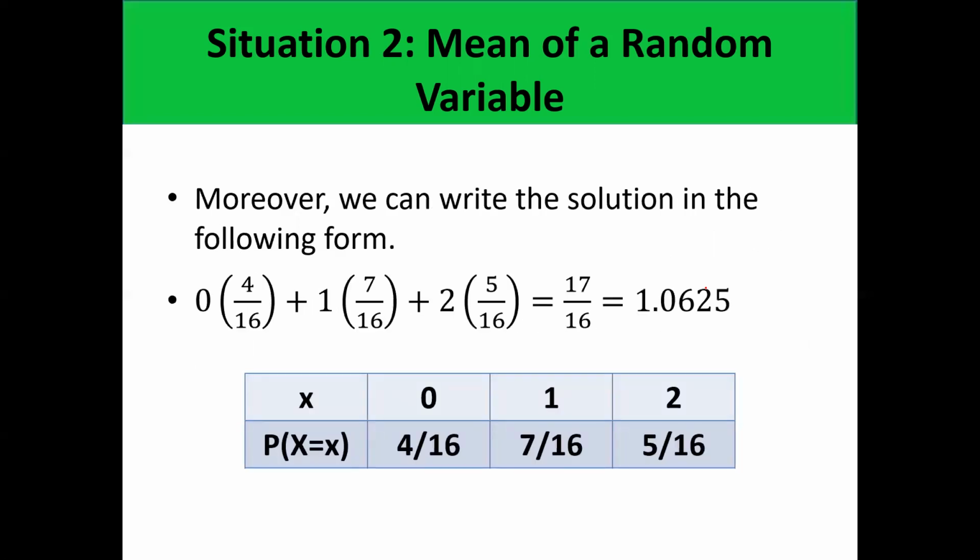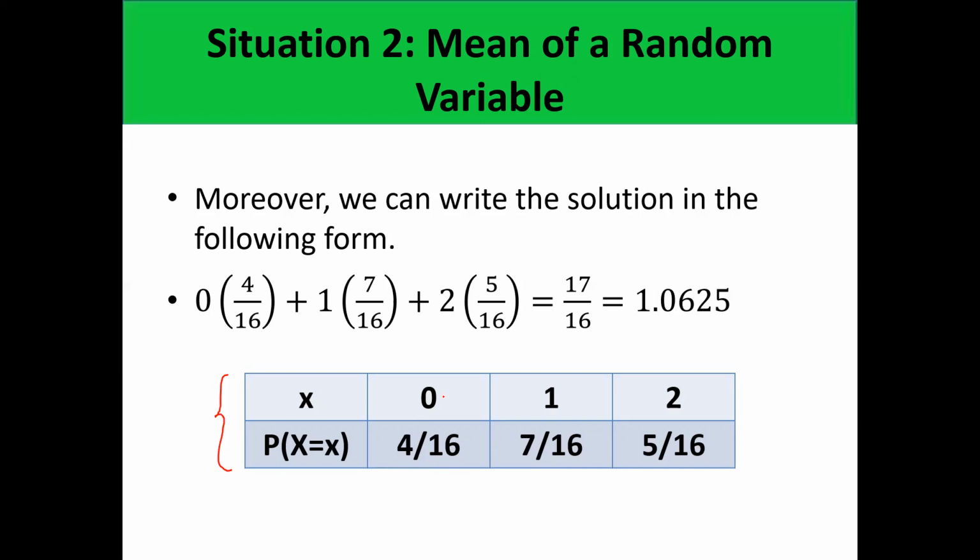Now, the mean of a random variable x can also be computed using the probability distribution function. So as you can see in this table, the possible values of x are 0, 1, and 2, and their probabilities are 4 over 16, 7 over 16, and 5 over 16 respectively. So these probabilities came from the table that you saw earlier, in the assignment of values.